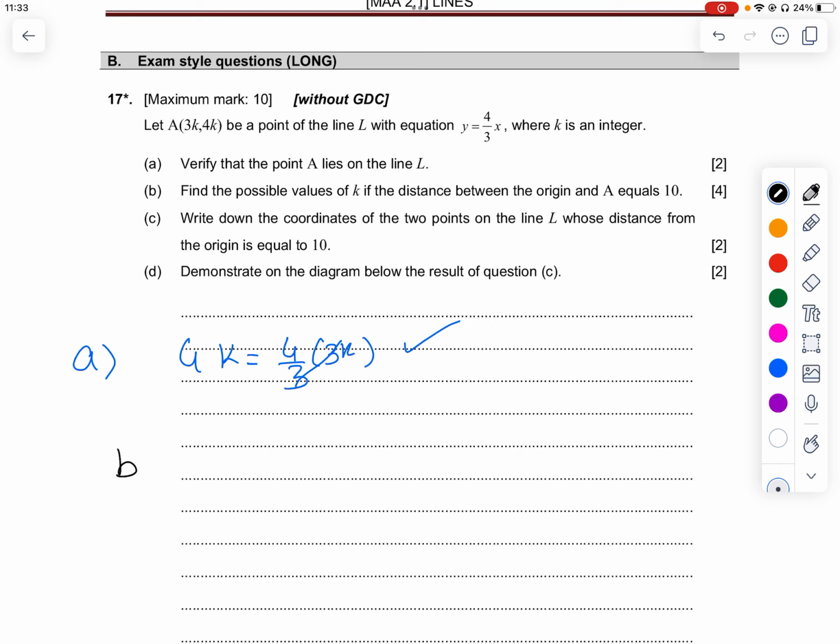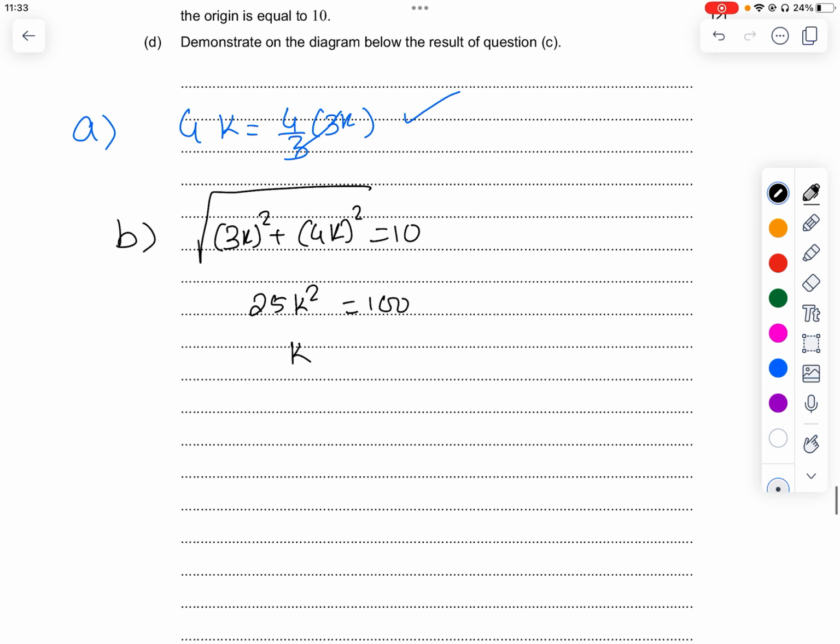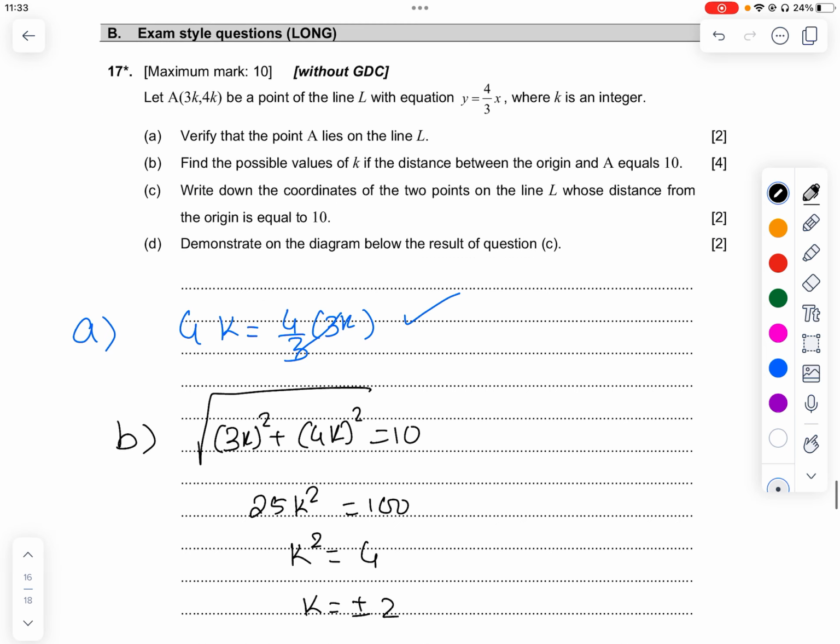So square root of (3k) whole square plus (4k) whole square equals 10. So 25k square equals 100. So k square equals 4. So k equals plus or minus 2.